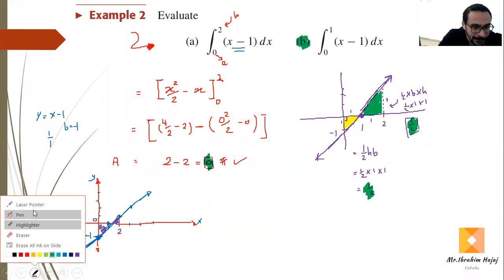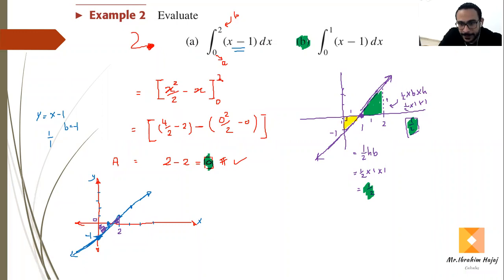The y value is negative half. Yes. Okay, so your answer here, according to the integration, comes out negative half. Let's do it here, guys, by using the definite integral. It's x squared over 2 minus x, then substitute from 0 to 1.